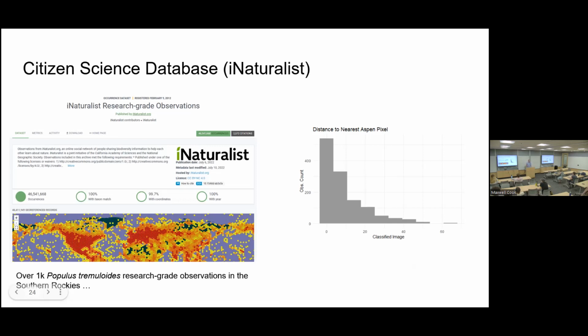And we know that these photos are often taken not right under a tree, right? So we wanted to test how far away these photo points generally are from the nearest aspen pixel in our map. And what this histogram on the right is showing is just that. Over 80% of the photo points in iNaturalist are within 10 meters of an aspen pixel. So that's pretty good. It's not necessarily an end-all-be-all accuracy assessment, but it's interesting to see that, in general, these photo points are picking up near aspen.